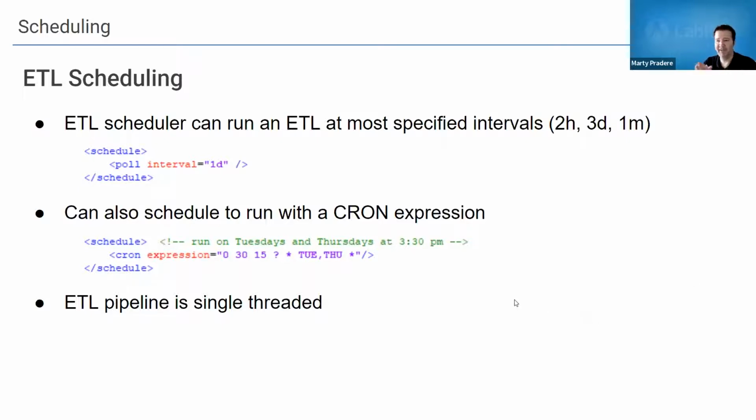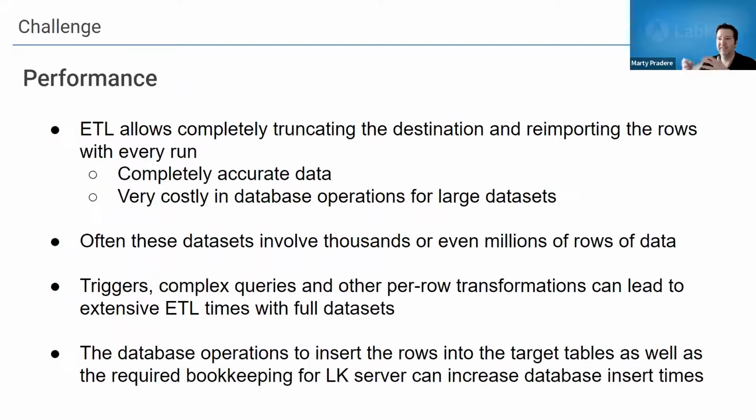Our ETL pipeline is single-threaded, so when one ETL is running, another ETL cannot run, right? And so if you have long-running ETLs, you cannot run another ETL during that same time period. That leads us to our challenge with ETLs, which is performance. When you want your ETLs all to run at midnight or something, you don't want them still to be running the next day at noon.